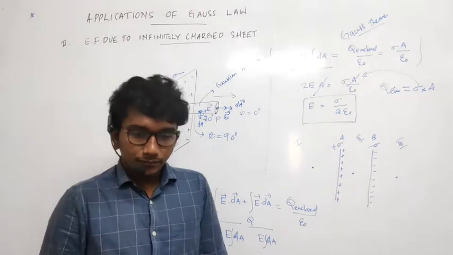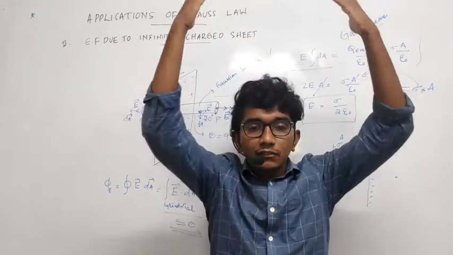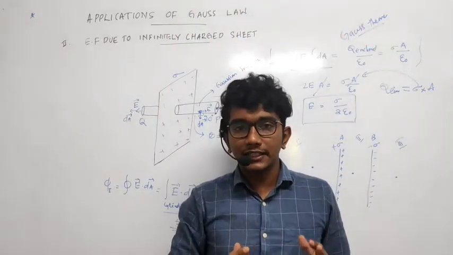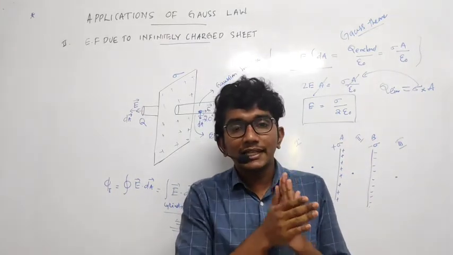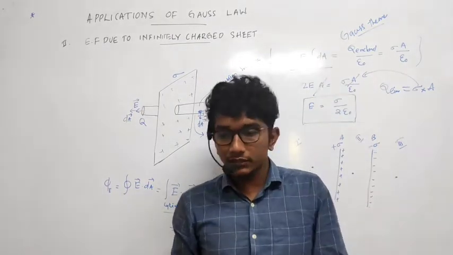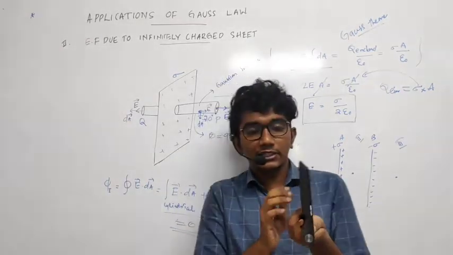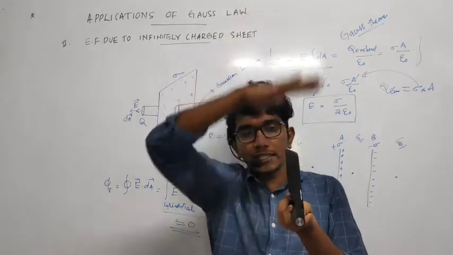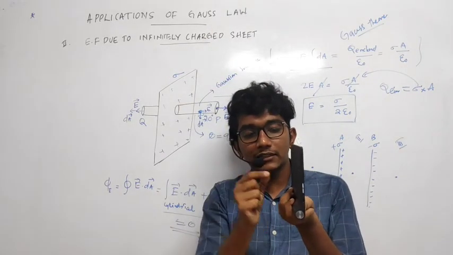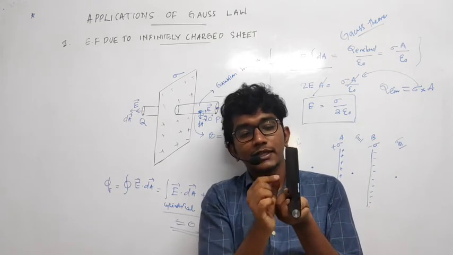Let me give you an interesting fact. Suppose there is an infinitely large charged sheet, and the charge density is sigma. What will be the electric field? Suppose this is the charged sheet, infinitely large. You just assume that this is infinitely large. And what will be the electric field at this point?